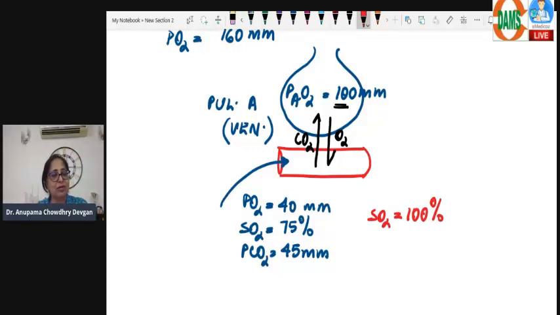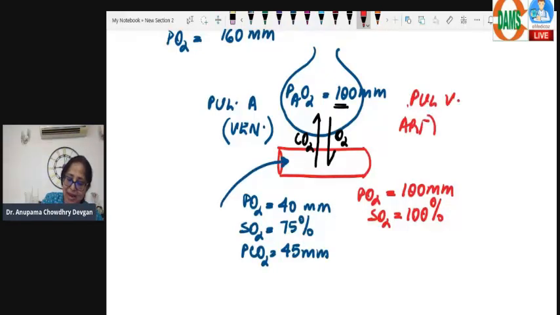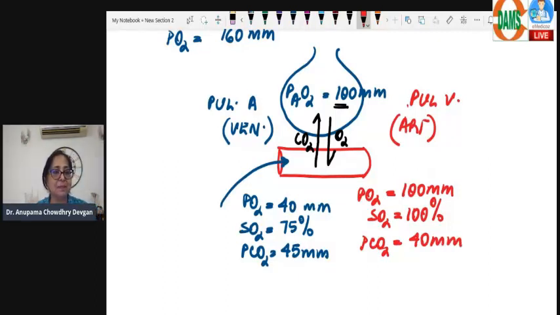Once it increases to 100%, the PO2 on the arterial side will equilibrate with the alveolar O2, which is 100. So on the arterial side of the capillary, from the pulmonary vein, the saturation of hemoglobin is now 100% and the PO2 is also 100, similar to the alveolar partial pressure of oxygen. PCO2, on the other hand, is now reduced to 40. This is how exchange happens in the lungs, right?